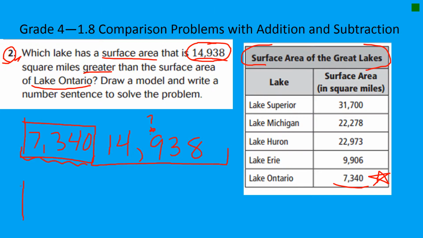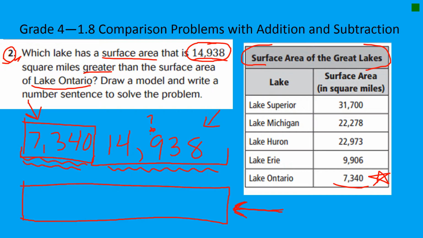Okay, and then this bar represents the total of the greater amount that they told us and the surface area of Lake Ontario. So it's Lake Ontario, and the amount that's greater than Lake Ontario will be the surface area of this lake. So how do we combine those two surface areas to find the surface area of the new lake? We add them together. Okay?